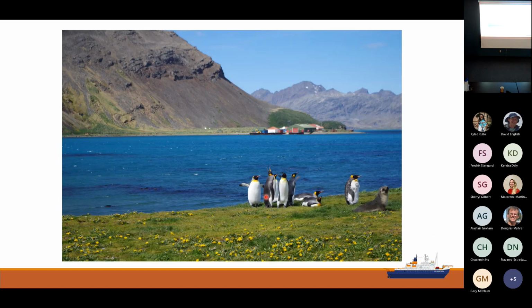And there were also the king penguins, which are kind of like mini emperor penguins. They're really adorable. And back here, these buildings are King Edward Point, which is the research station for the British Antarctic Survey. It's one of, or if not the only, place where humans live on South Georgia, I think.